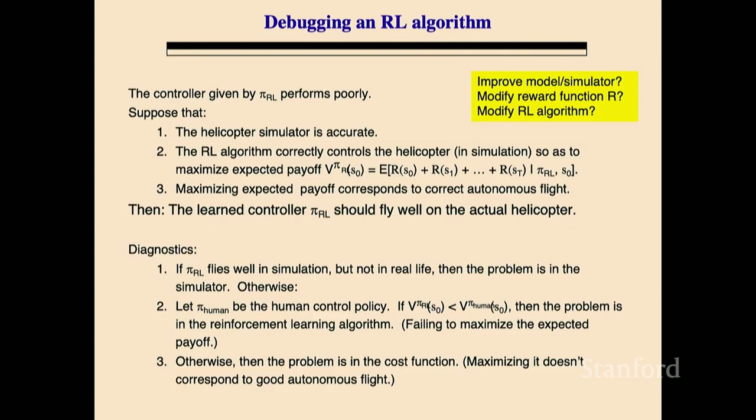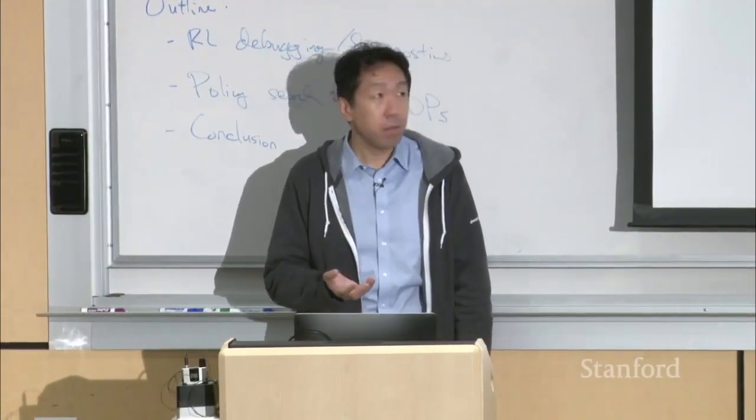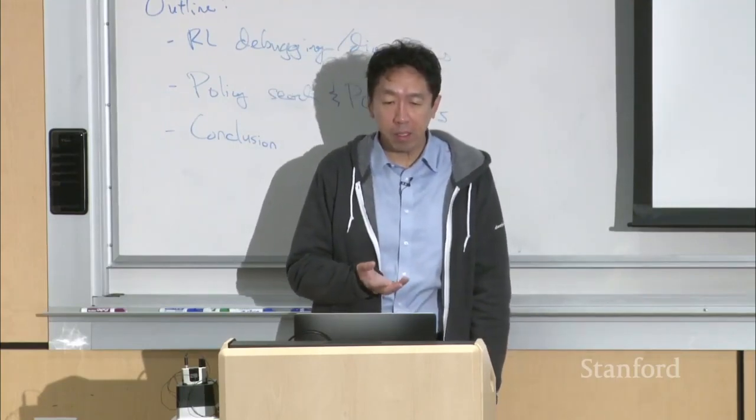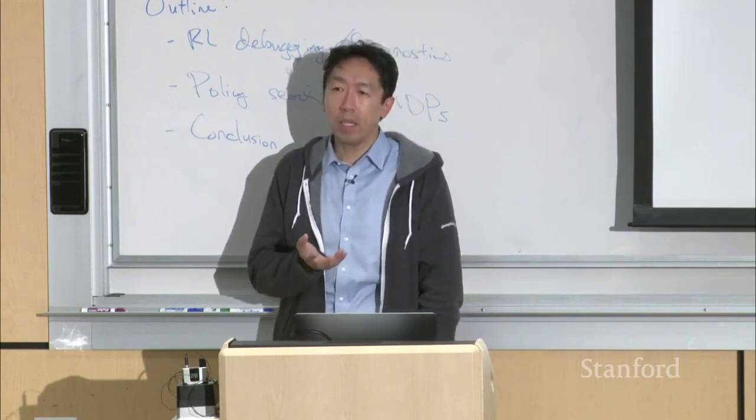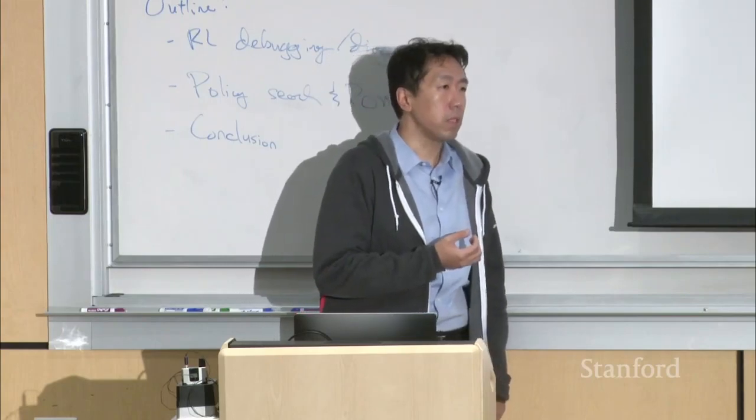And then on the flip side, this inequality goes the other way, right? So if the payoff of the RL algorithm is greater than the payoff of the human, then what that means is that your RL algorithm is actually doing a better job maximizing the sum of rewards, but it's still flying worse. So what this tells you is that doing a really good job maximizing the sum of rewards does not correspond to how you actually want the helicopter to fly. And so that means that maybe you should work on improving the reward function, that the reward function is not capturing what's actually most important to flying a helicopter well, and then you modify the reward function, right?